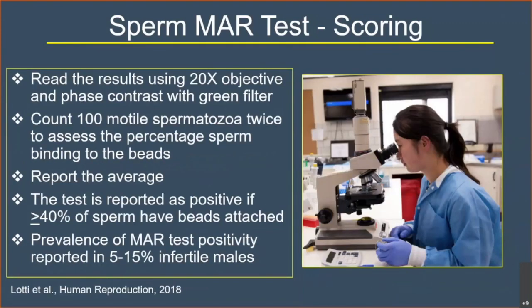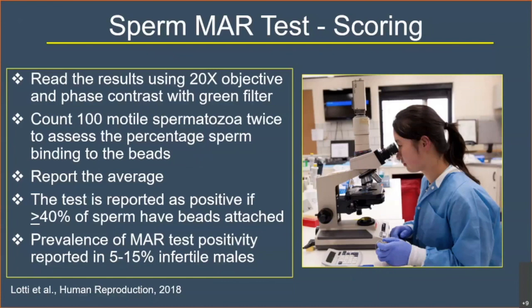So going further, how do we read the results? We use the 20x objective, as you can appreciate in the illustration on the right, and use the phase contrast with the green filter. And then count 100 motile spermatozoa twice to assess the percentage of sperm binding to the beads. What you report is the average of the two values you have obtained, and the test is reported as positive if greater than or equal to 40% of the sperm have beads attached.